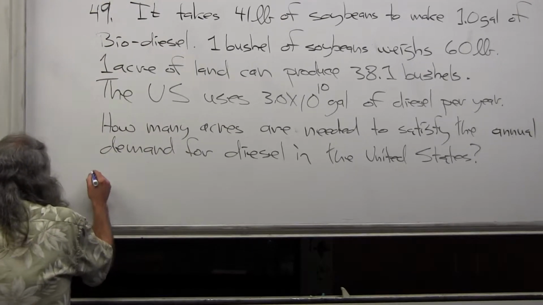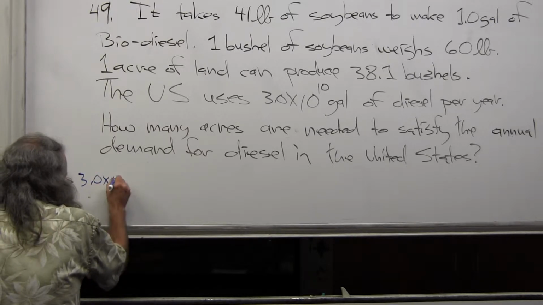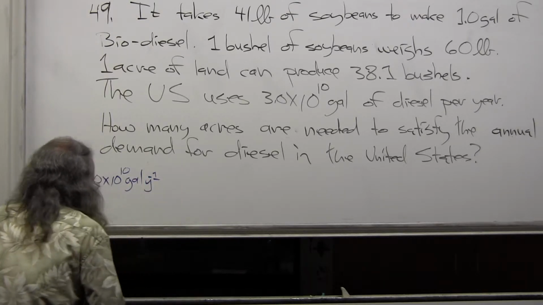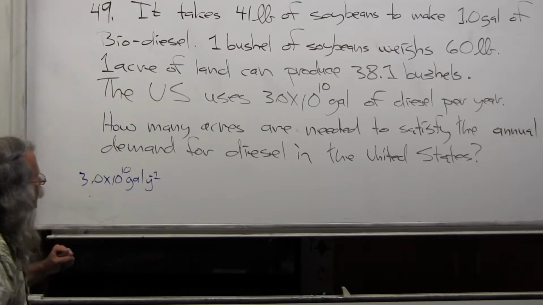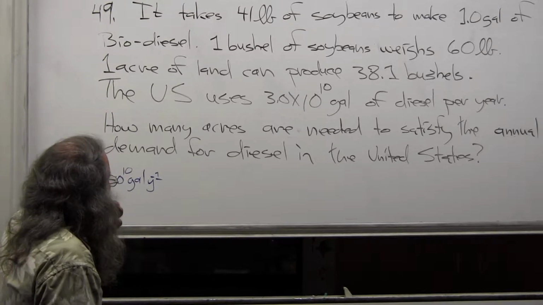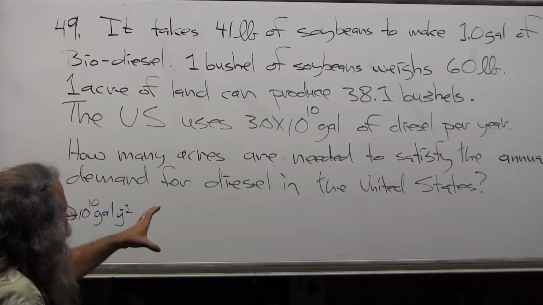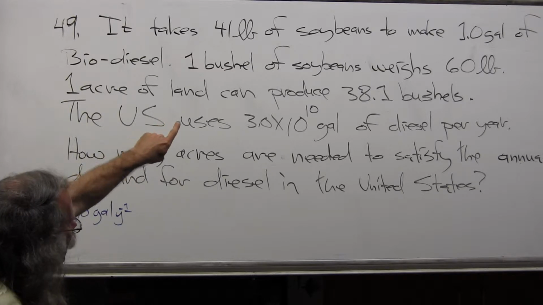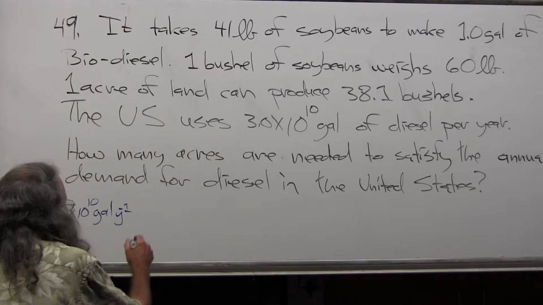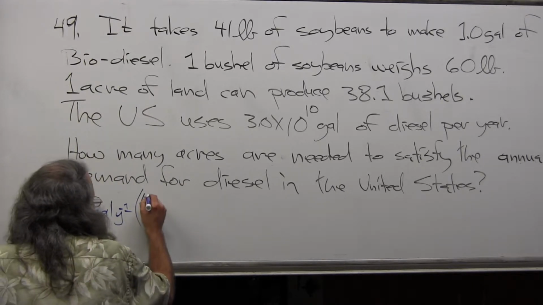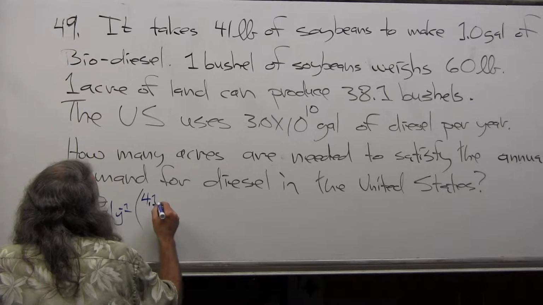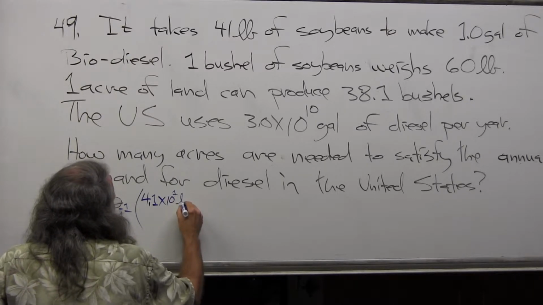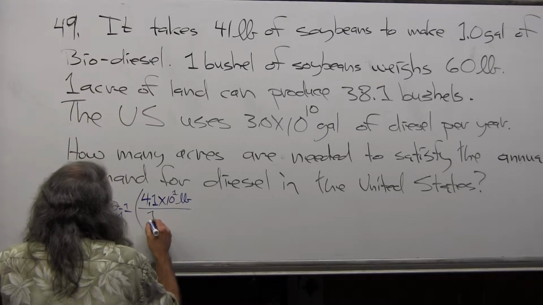There is 3.0 times 10 to the 10th gallons per year. Okay? And now I'm in gallons, and I need to go from gallons to soybeans somehow, and let's take, where's gallon first appear? Oh, it's up there in pounds per gallon. So, it takes 41, or 4.1 times 10 to the 1 pounds for every 1 gallon.